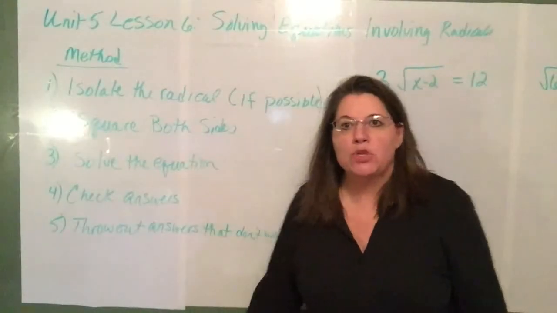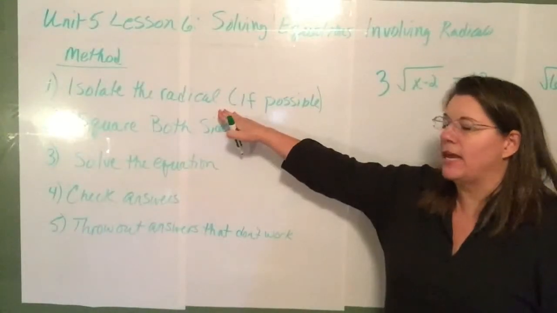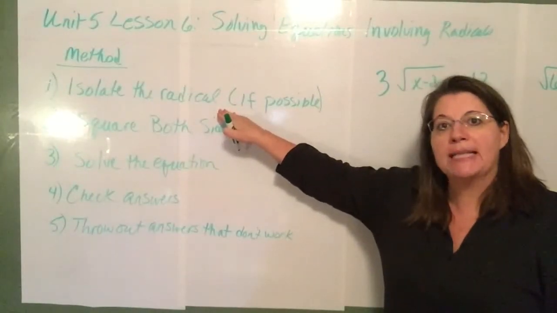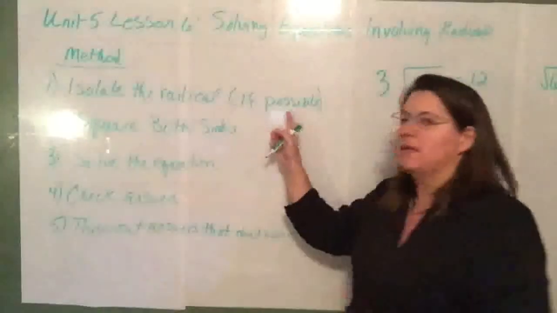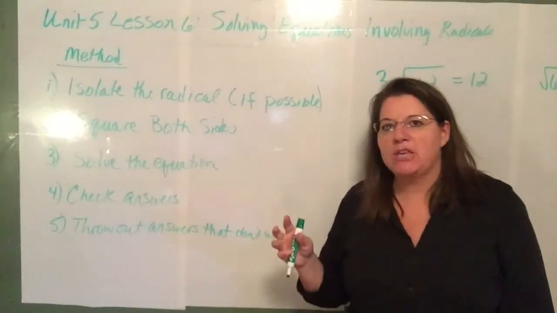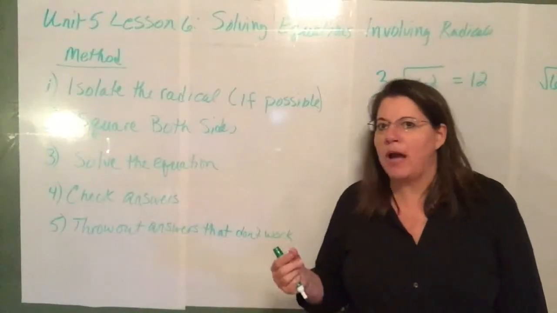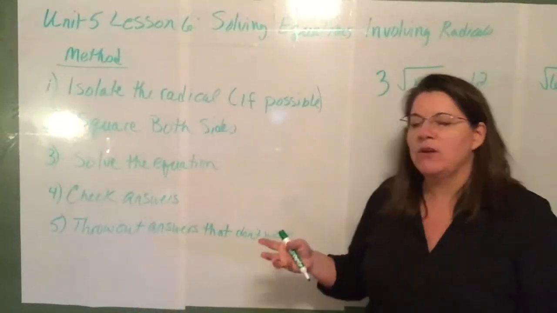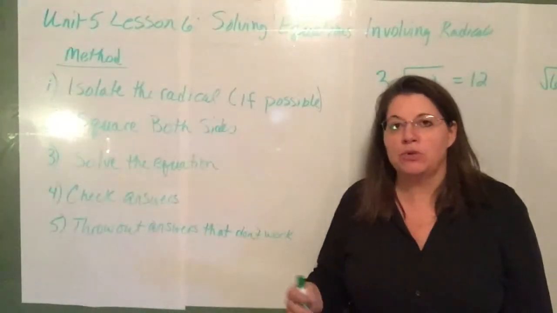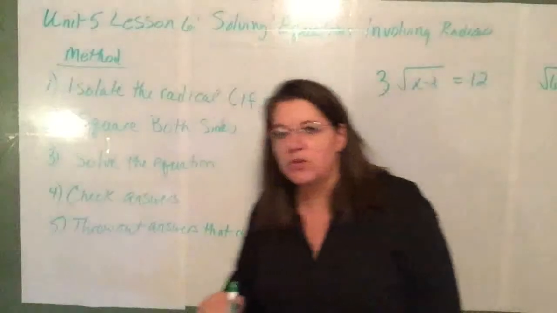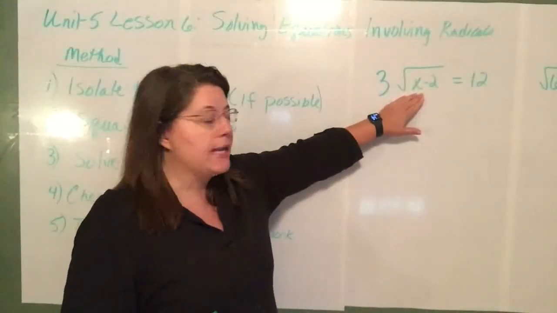Okay, now that you've had time to write down the method, the first thing that it says to do is to isolate the radical. That means you're going to get the radical completely by itself first. It also says to do that if possible. There may be occasions where there are two radicals in the same problem. When that happens, that's a little more complicated. We won't cover any of those in this section, but that is something that we may have later in the Algebra 2 curriculum. So to do this first one, I'm going to isolate this radical, get it by itself.